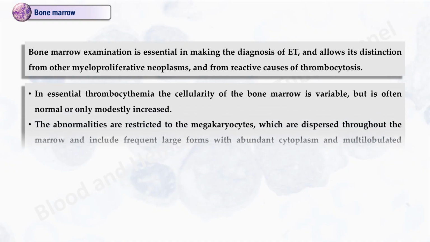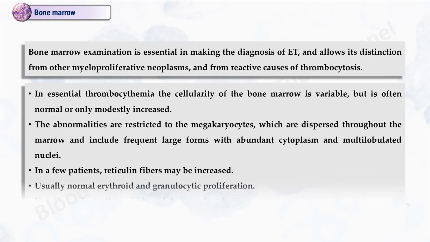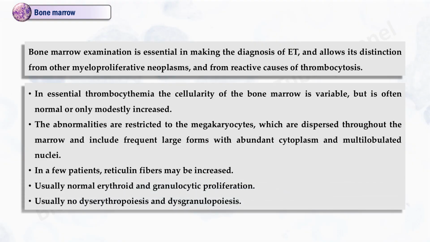The abnormalities are restricted to the megakaryocytes, which are dispersed throughout the marrow and include frequent large forms with abundant cytoplasm and multilobulated nuclei. In a few patients, reticulin fibers may be increased. Usually, erythroid and granulocytic proliferations are normal, and there are no dyserythropoiesis and dysgranulopoiesis.